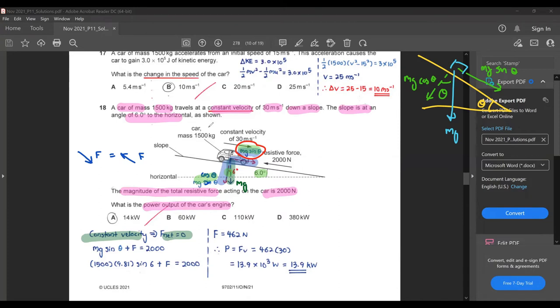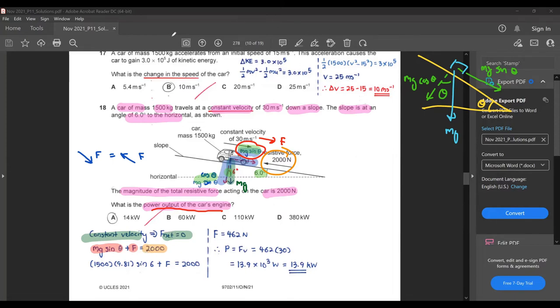And then after that, you would have the force exerted by your car engine, F. They are asking you the power output of the car's engine. So as your car is moving down, your weight is acting down the slope. The force exerted by your car engine is also acting down the slope. So here you would have mg sine theta plus F. This would be balanced by some other force diagonally up the slope. That one would be your 2000 newton. So I would say that mg sine theta plus F equals 2000. These forces all add up to give me zero resultant force.